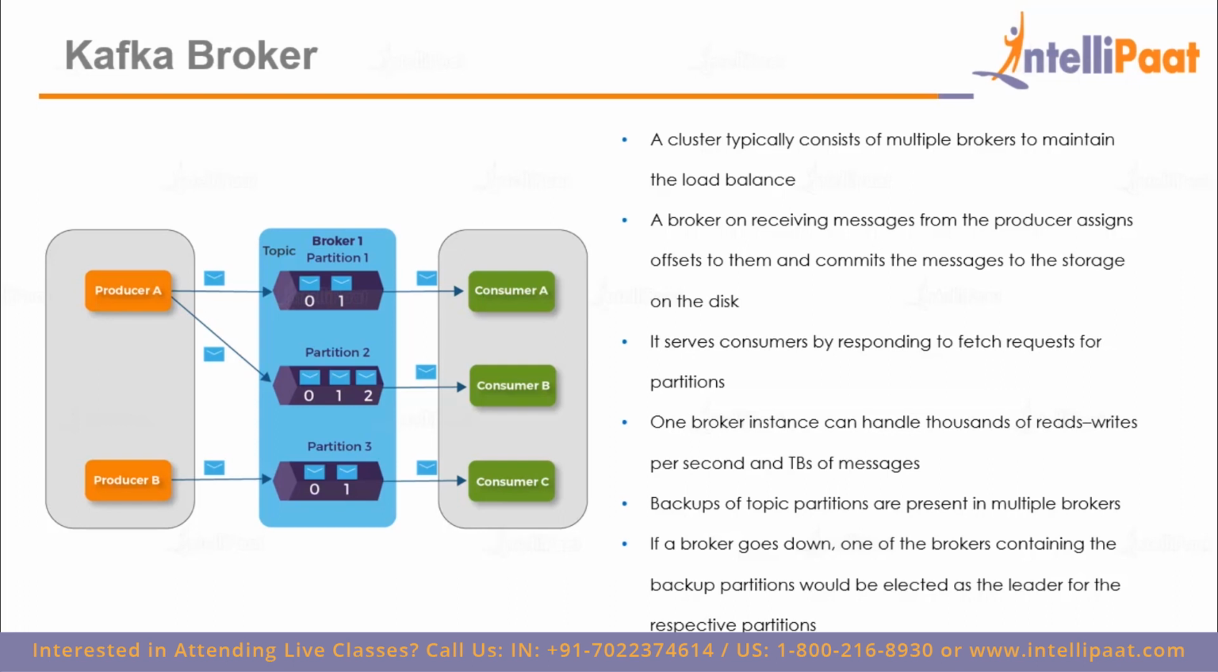And a broker, on receiving messages from the producer, assigns offsets to them and commits the messages to the storage on the disk. As you see over here, these are basically the offset numbers. This partition or this broker has received these 2 messages from the producer, and it has assigned these offset values to these messages, and it has stored them on the disk.